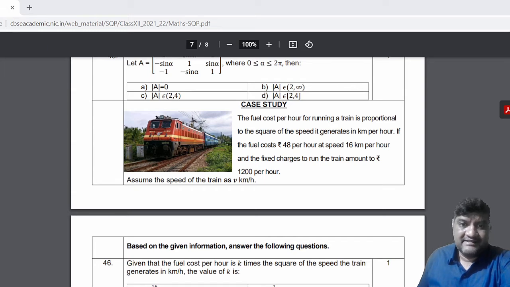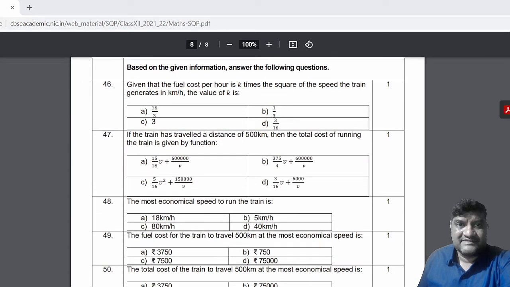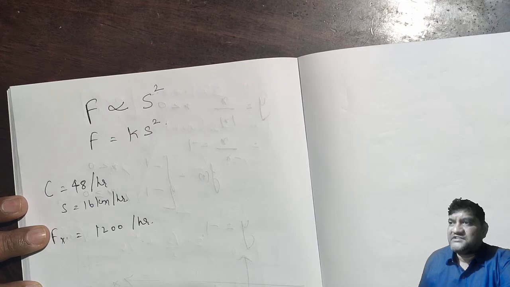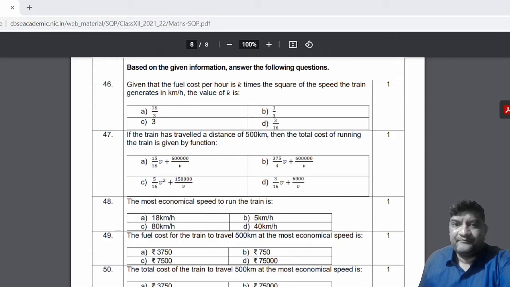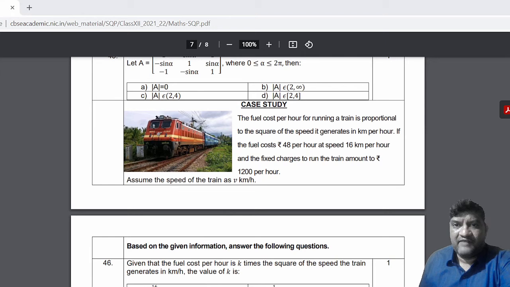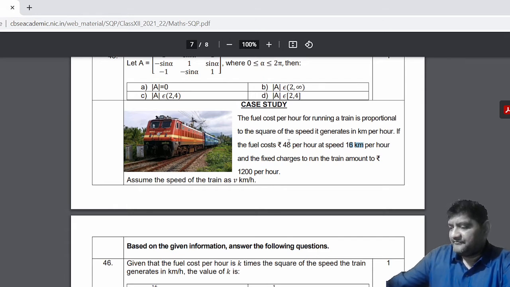Assuming the speed of the train is v kilometers per hour, what's the situation? Now he has told you that the fuel cost per hour is k times the square of the speed of the train. We know that already. We found the equation also: F is equal to k s square. Now from this situation, he is asking us to find a value for k. Well, for us to find a value for k, we're going to use these values, which are fuel cost per hour and 16 kilometers per hour. Both are in 1 hour itself, so I don't need to bother. I can simply substitute the fuel cost 48 to be equal to k into the speed, which is 16 square.